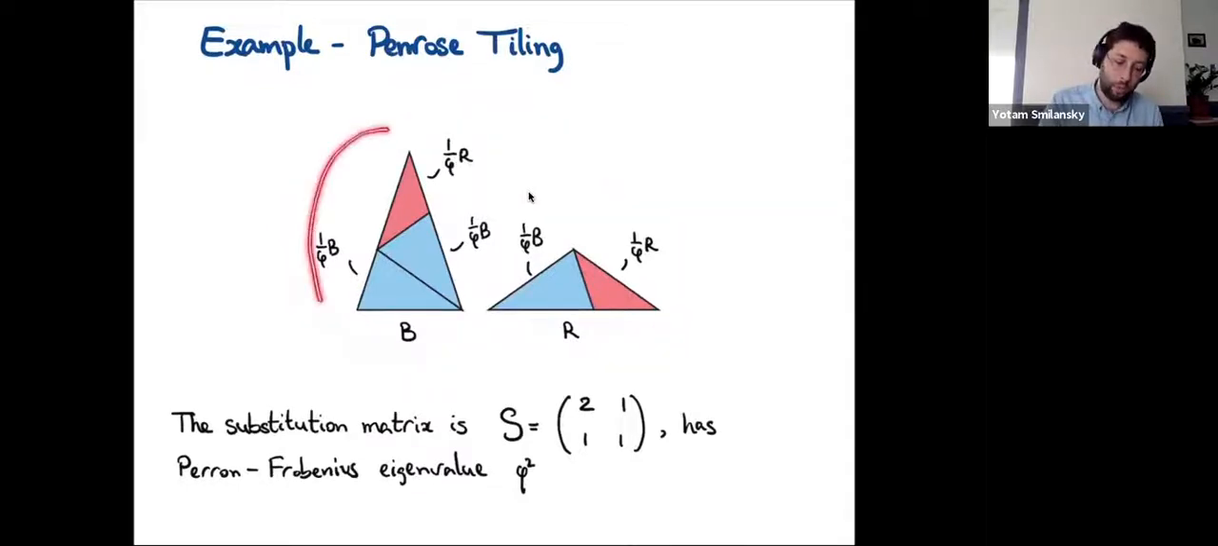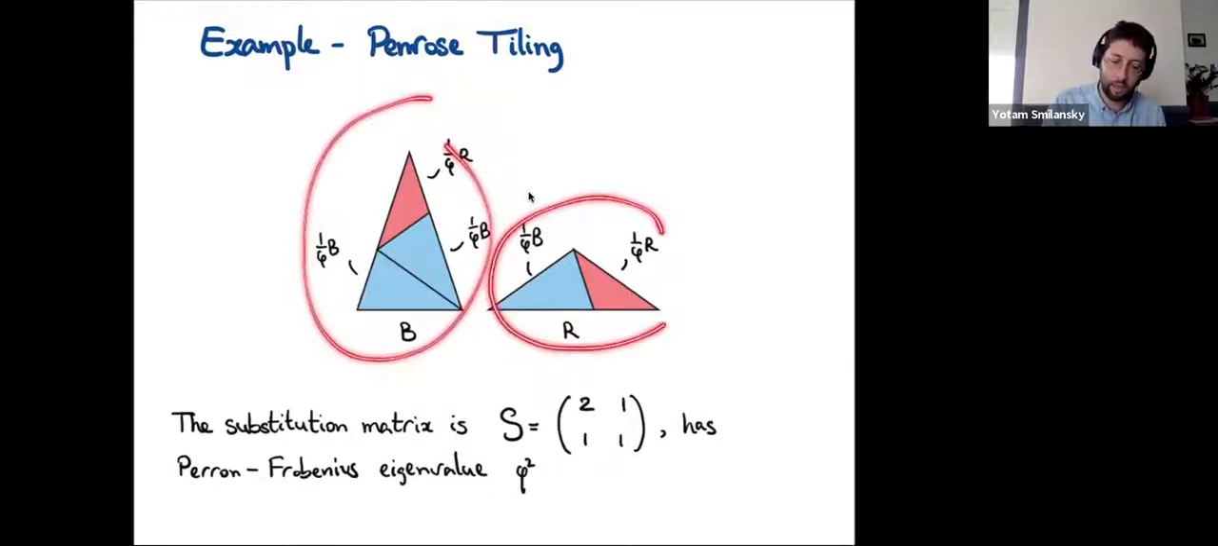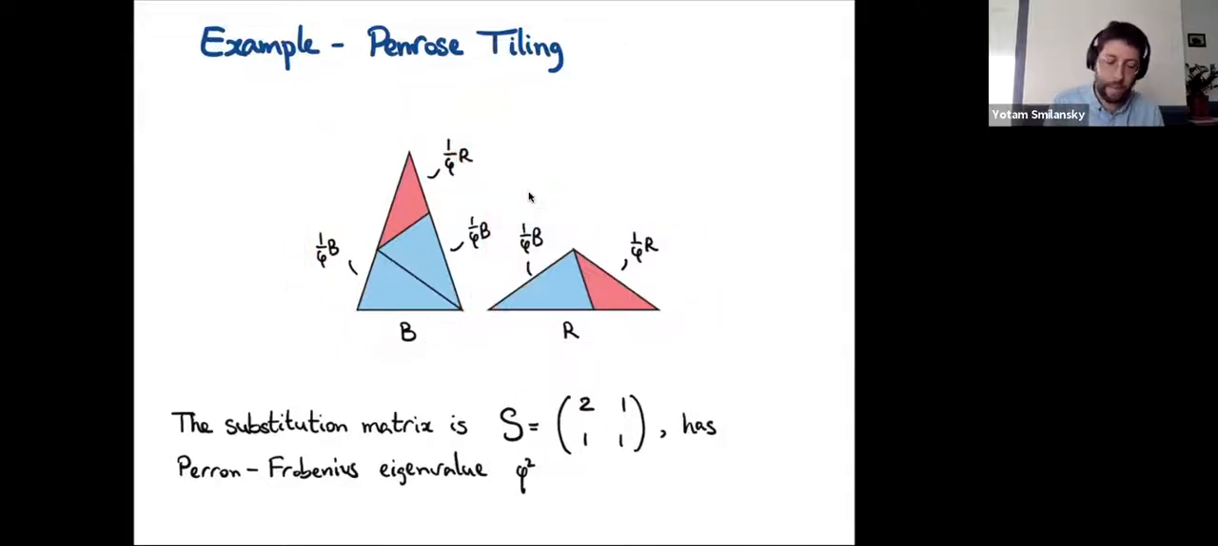But here you see two prototiles, blue, or maybe a tall triangle and a small triangle. And all the tiles that appear in the substitution rule are rescaled copies of these original prototiles. So you always see exactly the same scale everywhere. This is 1/(golden ratio).